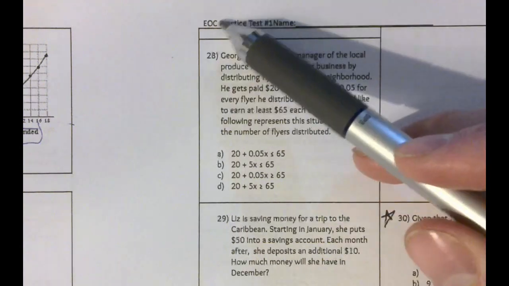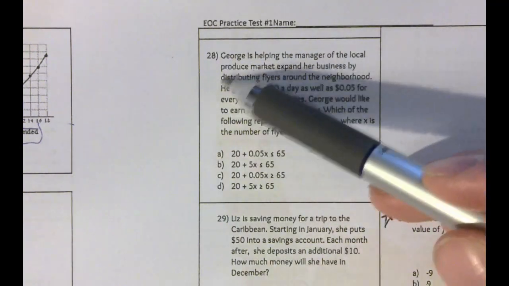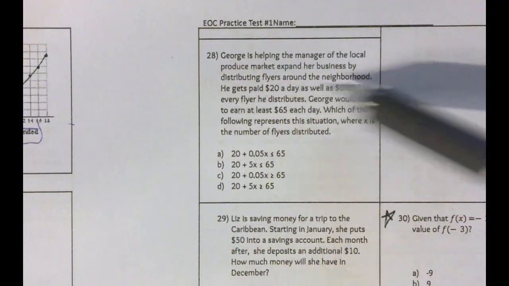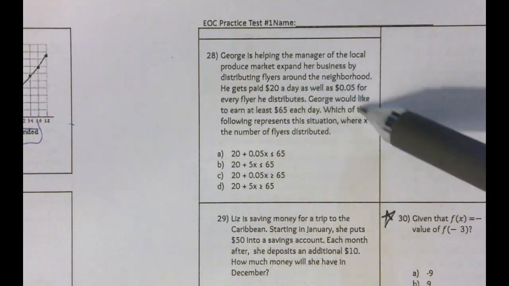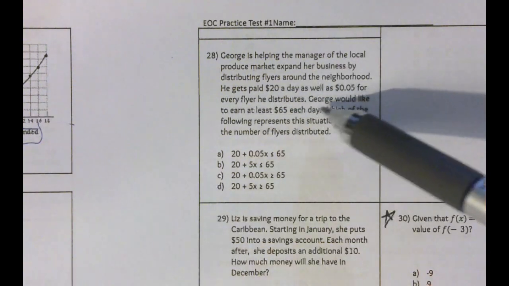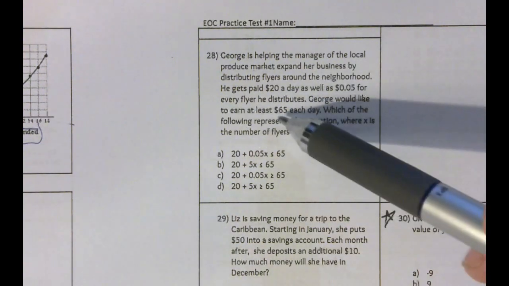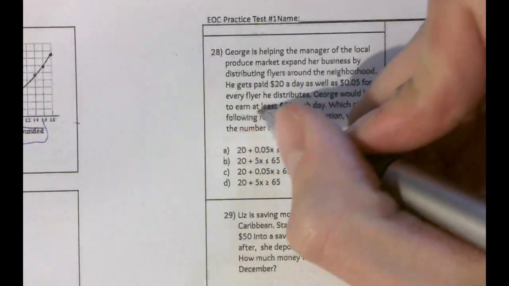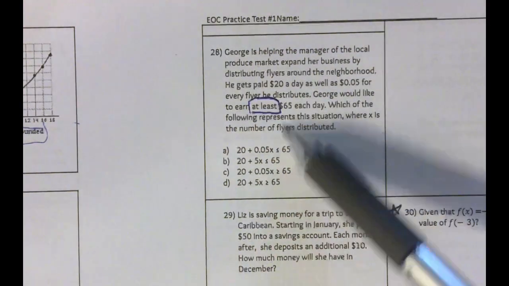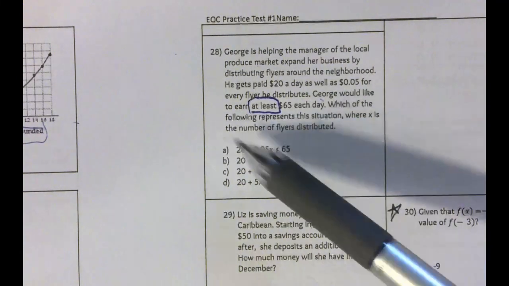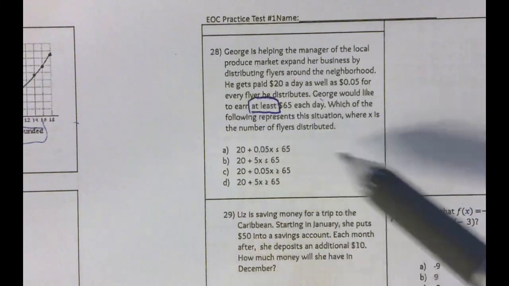Really old. George is helping a manager at a local produce market expand her business by distributing flyers around the neighborhood. He gets paid $20 a day as well as 5 cents for every flyer he distributes. George would like to earn at least, there's a big one. I'm just going to go ahead and underline it, because I just know that's important. $65 each day. Which of the following represents a situation where X is the number of flyers distributed?